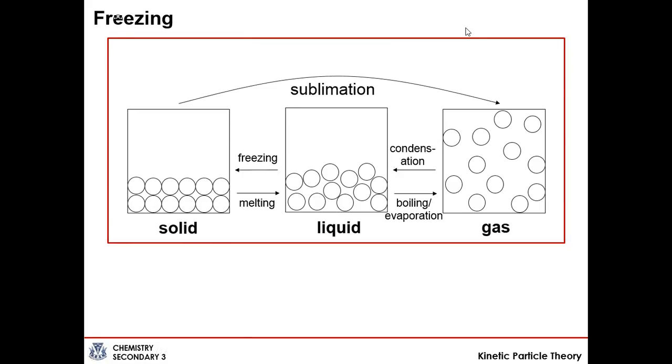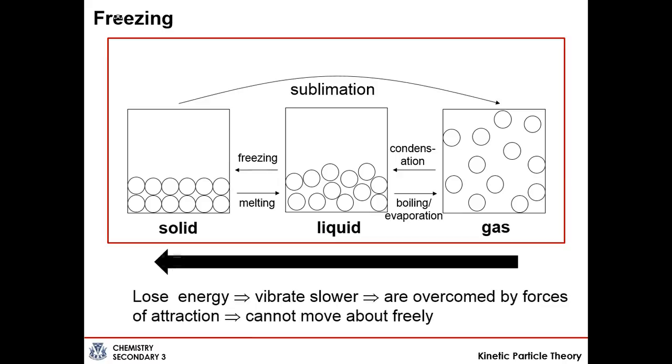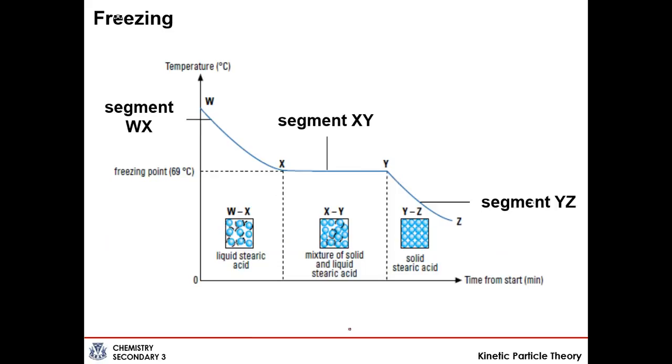So freezing is basically the opposite. Earlier we mentioned melting. Freezing is the opposite of melting, so we change the liquid back into the solid. The explanation is basically the opposite way. Earlier was to gain energy, now is to lose energy. Earlier was to vibrate faster, now is to move slower. Earlier was to overcome, now it is overcome. Earlier was to move more freely, now is to move less freely. So it is a similar graph, but basically flipped around.